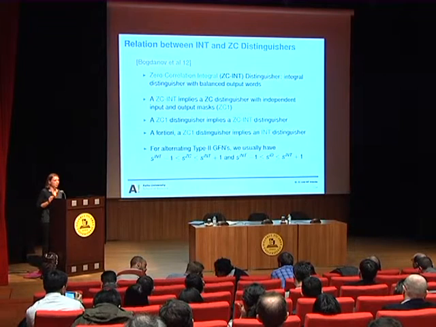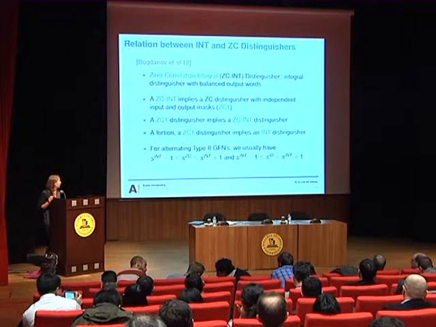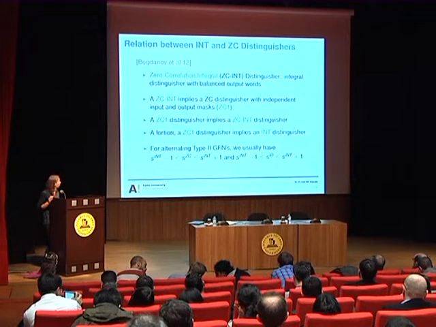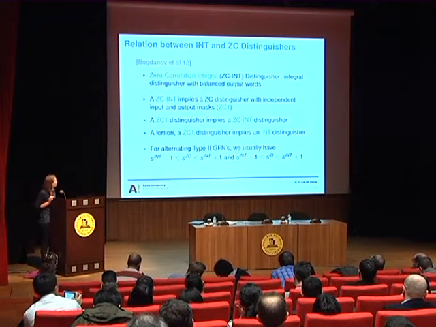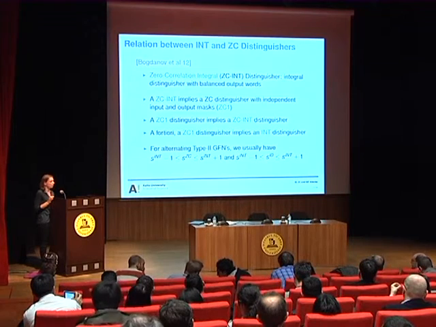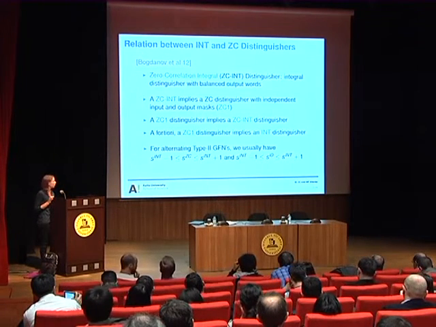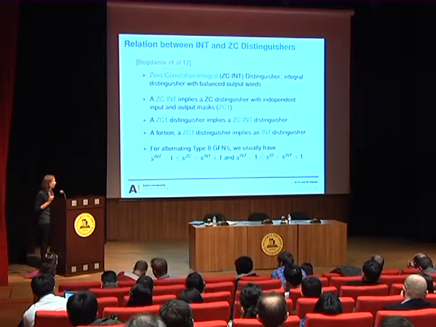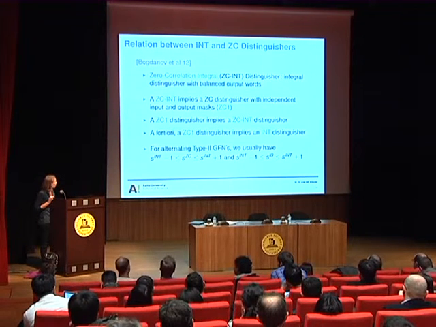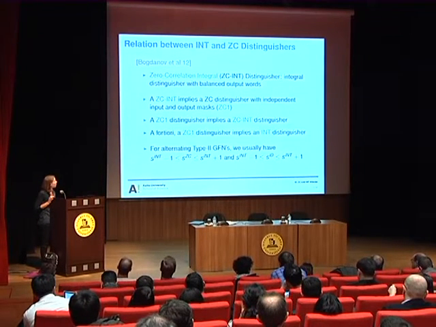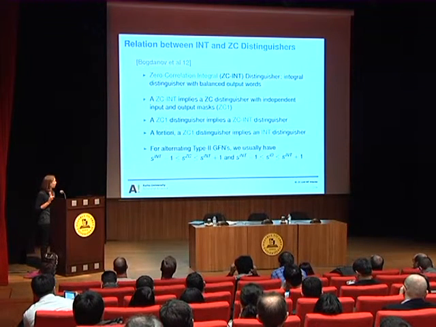Another relation between zero correlation and integral attack was also extracted in 2002 by Andre and his co-authors. In particular, for showing such a relation, they use the following definition. They call it a zero correlation integral distinguisher. It's a kind of particular integral distinguisher for which the output words are balanced.